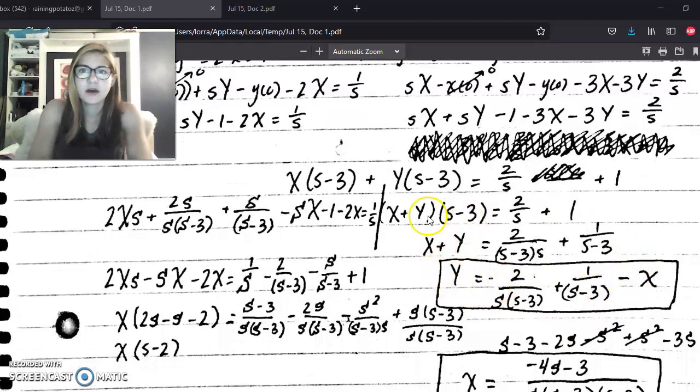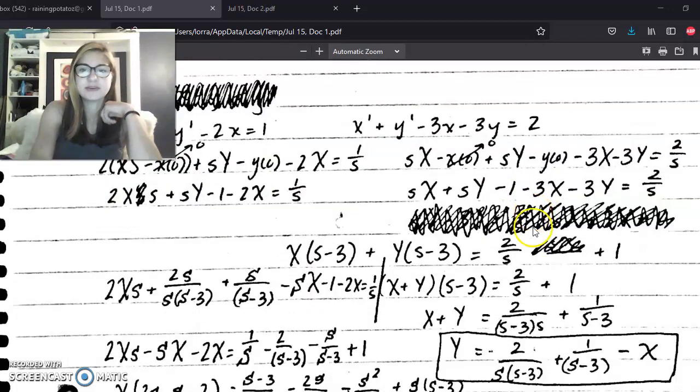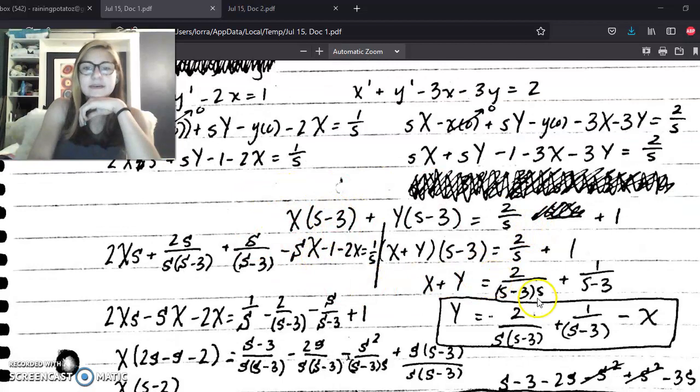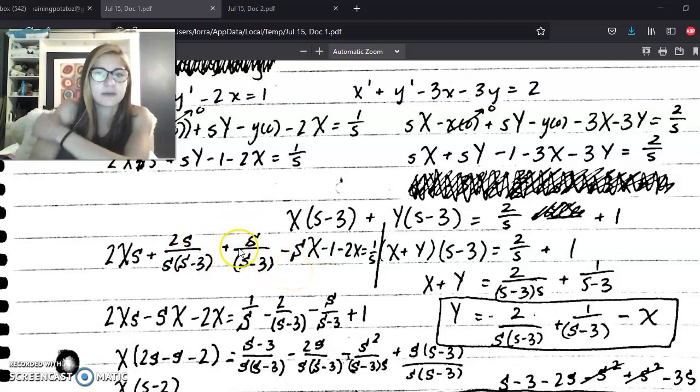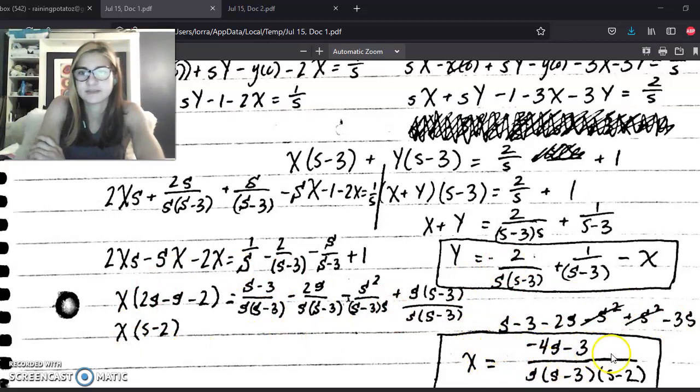And so using that, I plugged it in over here. Oh, right up here. Sorry, I should preface by saying that I took the Laplace of both the equations up here, and that's how we're getting big X's. So you plug in the Y over here into the equation, and using that you can simplify this down to get your X value. So X is equal to negative 4s minus 3 over s times the quantity of s minus 3 times the quantity of s minus 2.